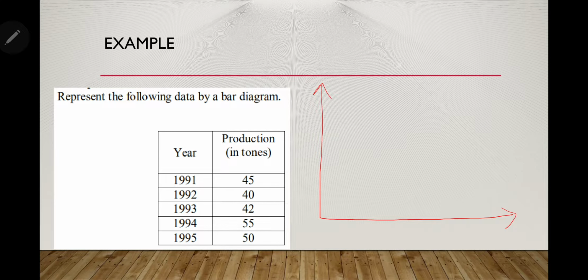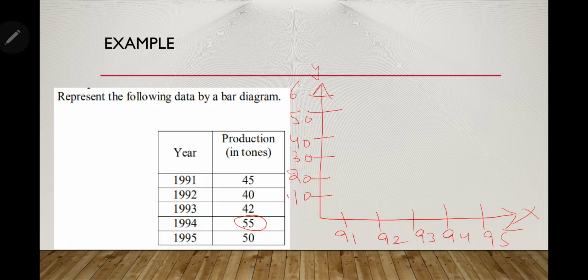For the given data, we are going to plot years on the x-axis like 91, 92, 93, 94, 95. In order to plot production on the y-axis, first we have to check the highest value given in the data. The highest value given is 55. So we can divide the y-axis in a gap of 10 tons like this: 10, 20, 30, 40, 50 and 60.